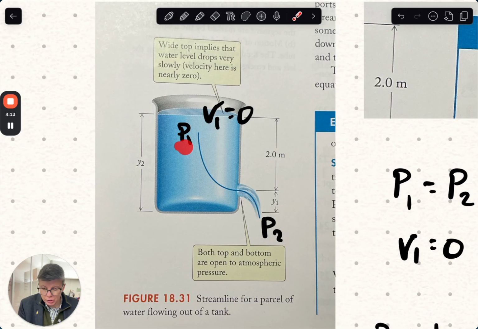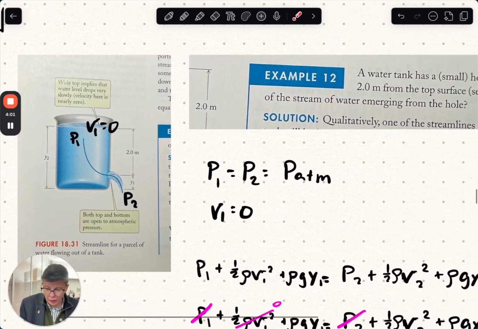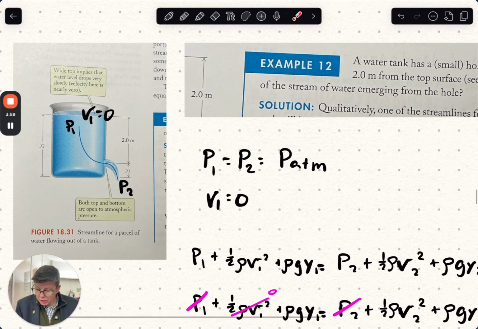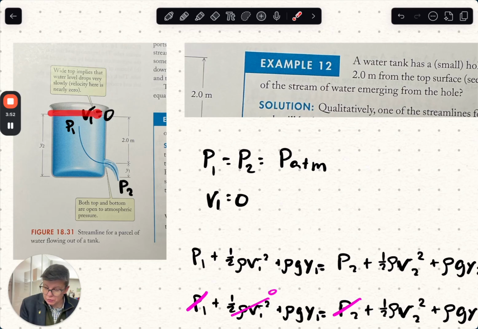Now there's a pressure at the top of the water, and there's a pressure of the water as it exits the tank. Okay. Let's take a look now at how we might solve this. So there's a note here that both the top and bottom of the container are open to atmospheric pressure. That means the pressure on the top level of the surface of the water and as it's exiting the container, both open to the atmosphere. Each of them is at atmospheric pressure. That'll be relevant in just a moment. And the velocity up at the top, already discussed that, that's zero.